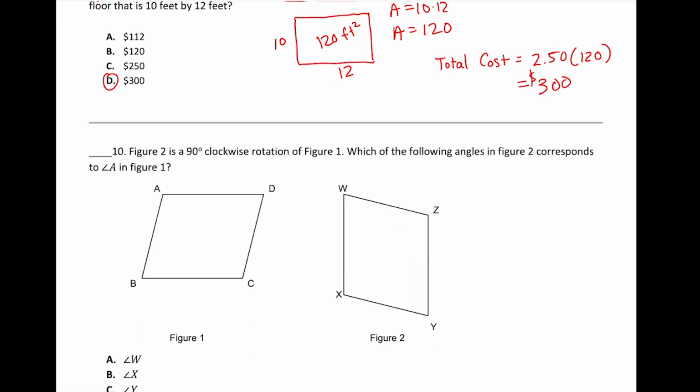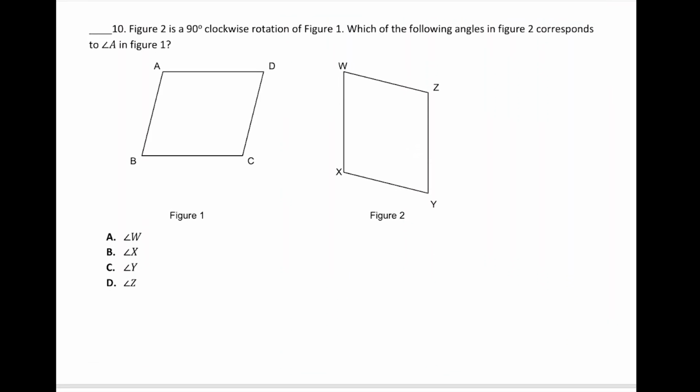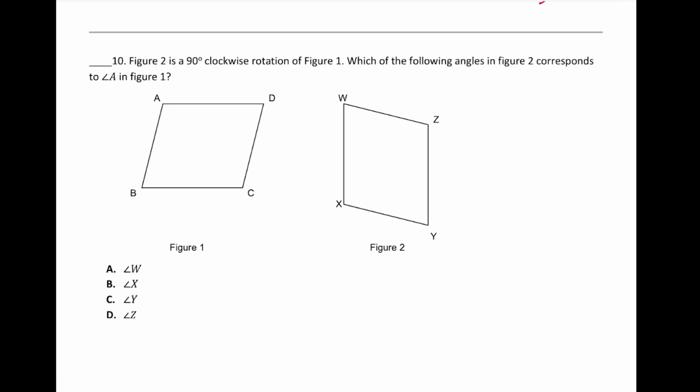Number 10 says figure 2 is a 90 degrees clockwise rotation of figure 1. Which of the following angles in figure 2 corresponds to A in figure 1? So this one's kind of hard to really show without doing an animation or something. But basically, we're going to take this figure, and I'll focus on angle A here and say, okay, so angle A is this way.